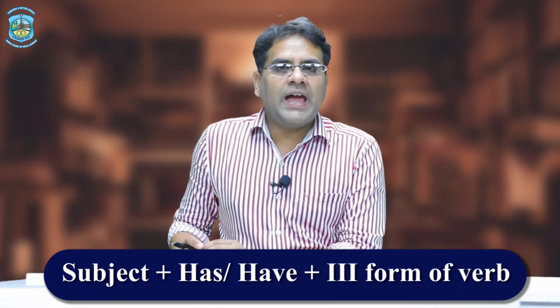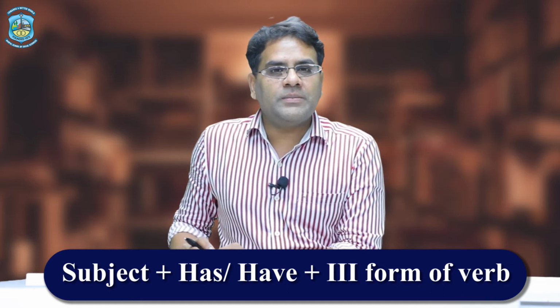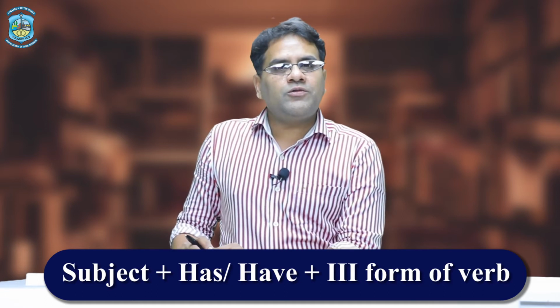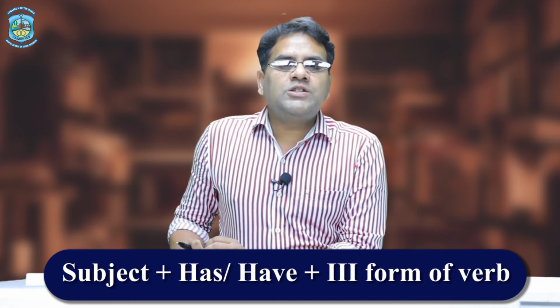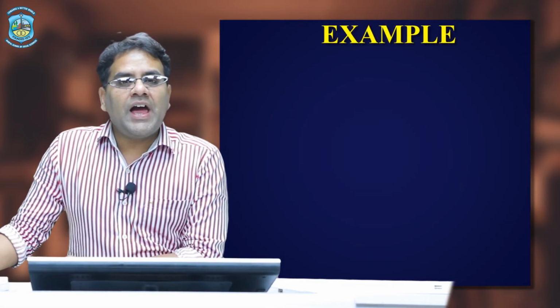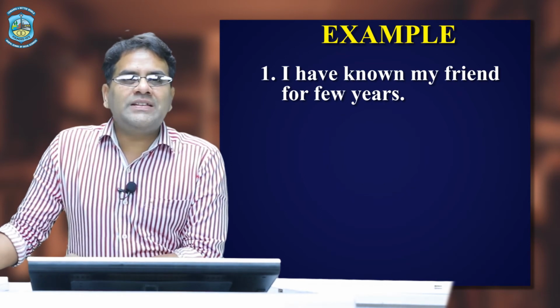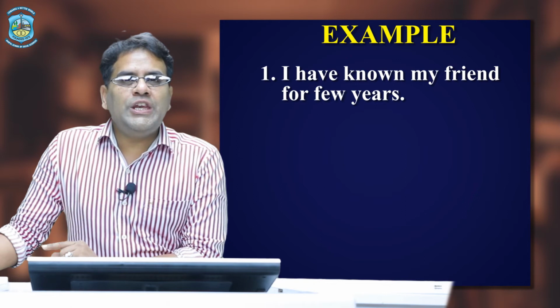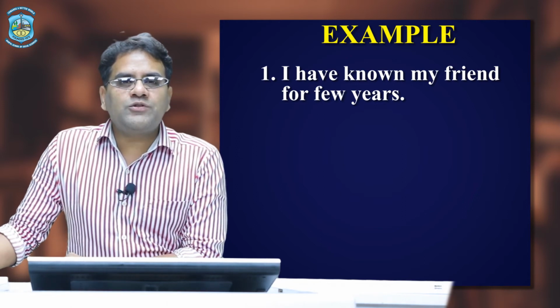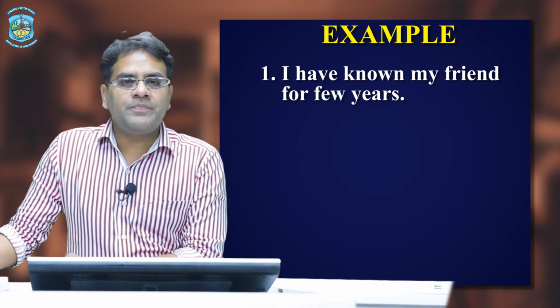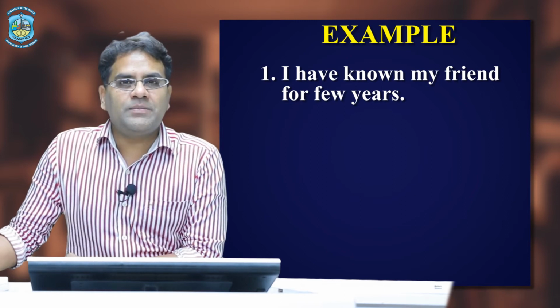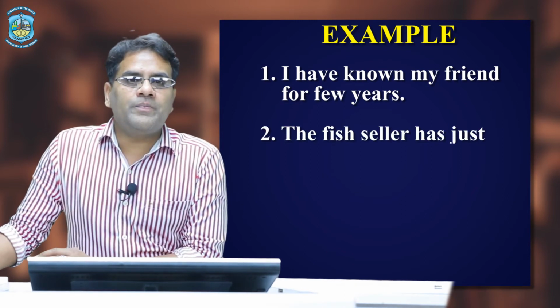The formula is subject plus has or have plus third form of verb. What does this particular form do for us? Well, it expresses an action that has just been over. The example is, I have known my friend for a few years. With have, I have taken the third form: know, knew, known. So we have to take the third form with have. In the same way, in the second statement, we are going to take the third form.